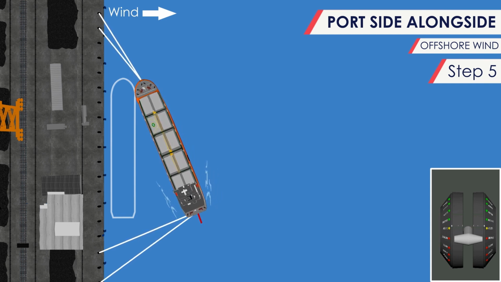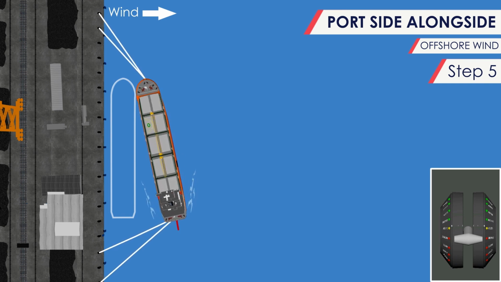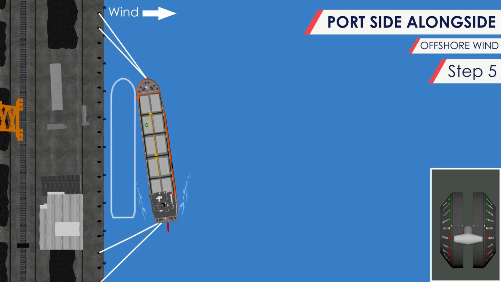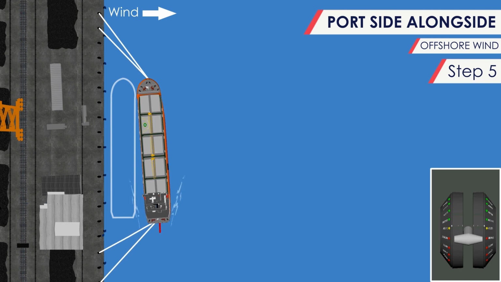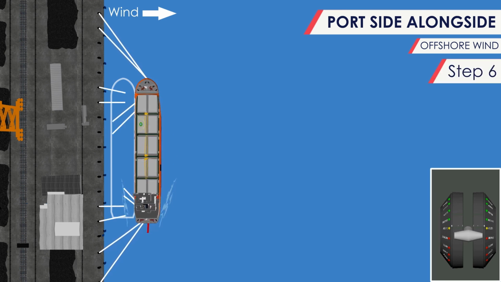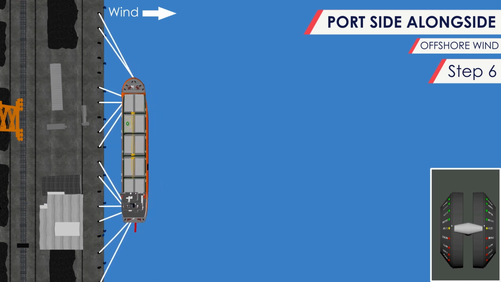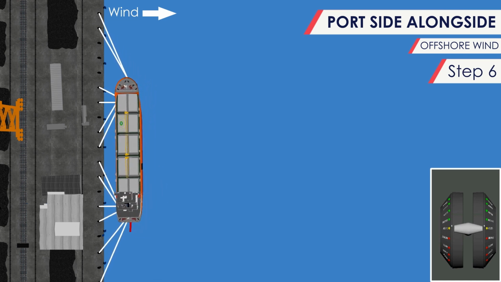I may need to double the stern line if transverse thrust is not effective during strong offshore wind. And finally, step 6. Using ropes and transverse thrust, I will draw the vessel alongside and secure.